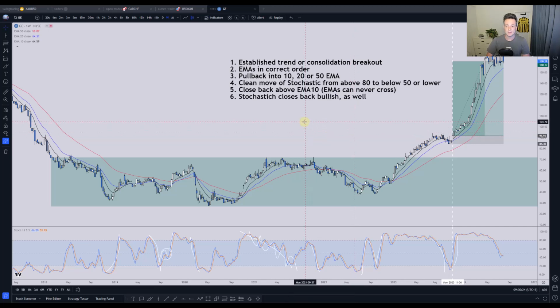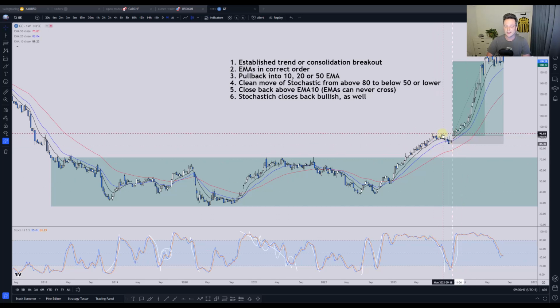And at the same time, ideally together with the signal bar, we also get a reversal of the stochastic into bullish. So the blue line cuts back above the orange line, ideally with the signal bar. Sometimes it happens a bit later than the signal bar, maybe in this bar, and that is still fine, but you have to wait for this to happen.